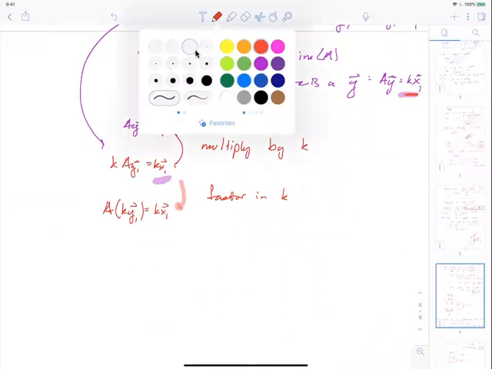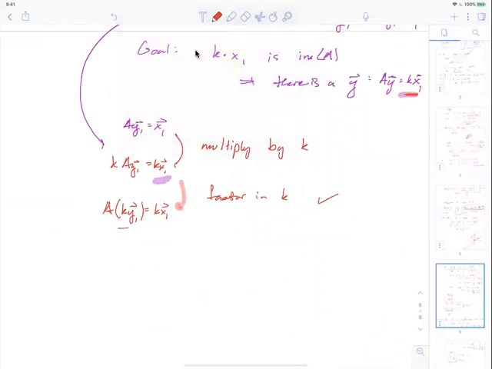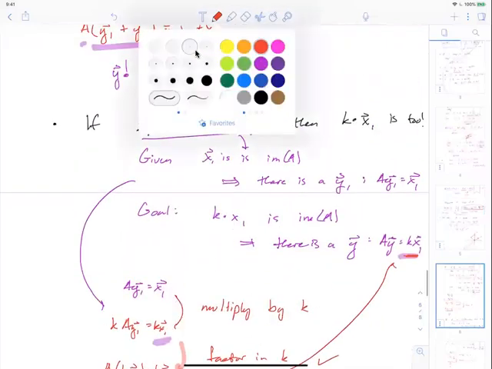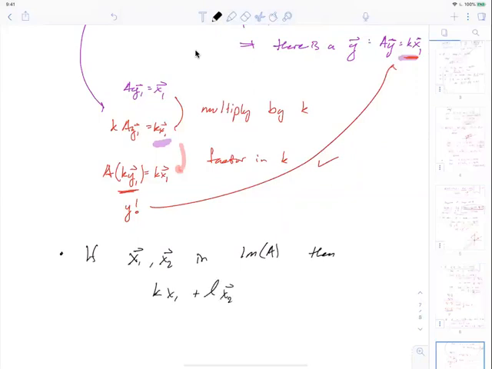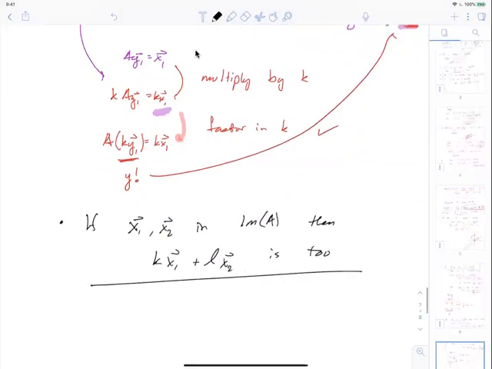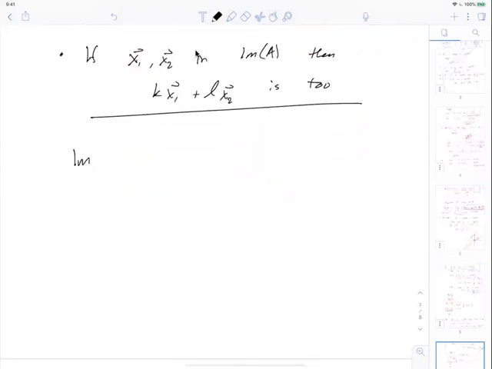So here we're done because we found the Y. Here's the Y right here. That's our Y that we wanted. And so we're done. And so we can put these together like before. I'm not going to go through the details. But we also know that if you have two vectors X1 and X2 in the image of A, then you can take any linear combination of them. And so this idea here really solidifies what the image or kernel looks like.